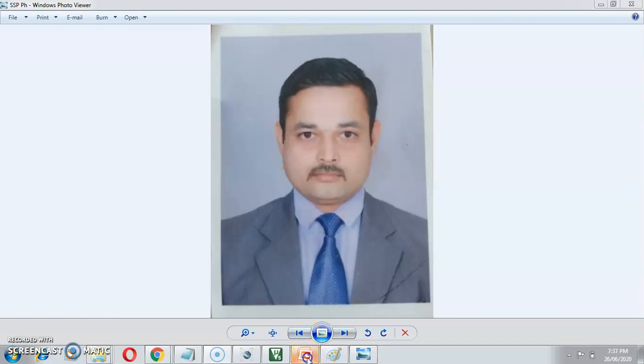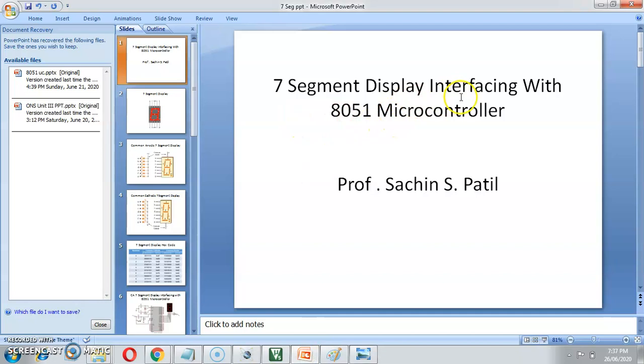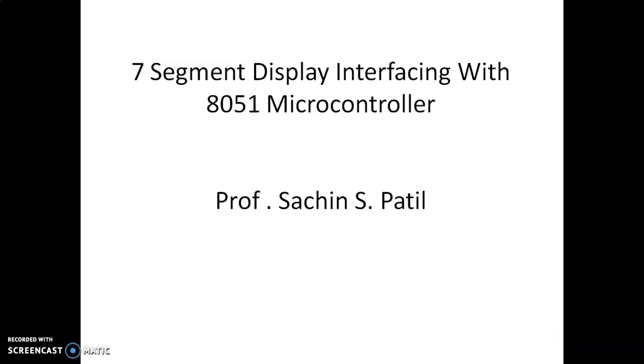So today we are going to see 7-segment display interfacing with 8051 microcontroller. Once again, I welcome all of you for this session.